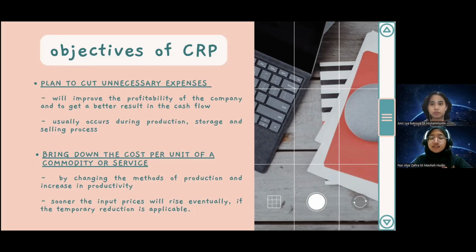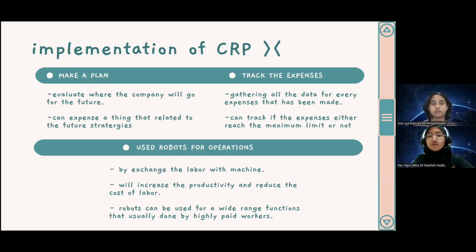Moreover, the company can use the cost reduction program not as temporary but as permanent, because when the company uses it temporarily, sooner or later the input prices will rise eventually. Therefore, it will also cause the production cost to increase. So for the next one, I will move on to the implementation of the cost reduction program.